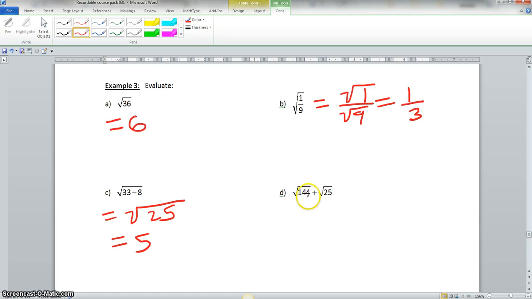Now we come here to D. Now if you notice, the operation is not under the radical. So we do the radicals first, or square roots first, and then add them together. So the square root of 144 is 12. And the square root of 25 is 5. 12 plus 5 is 17.